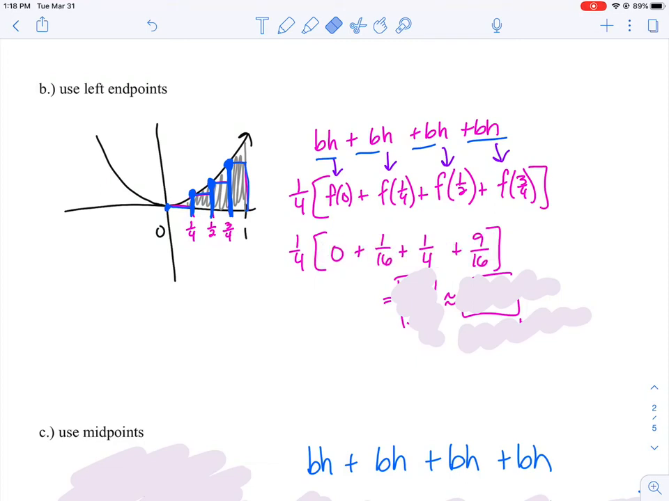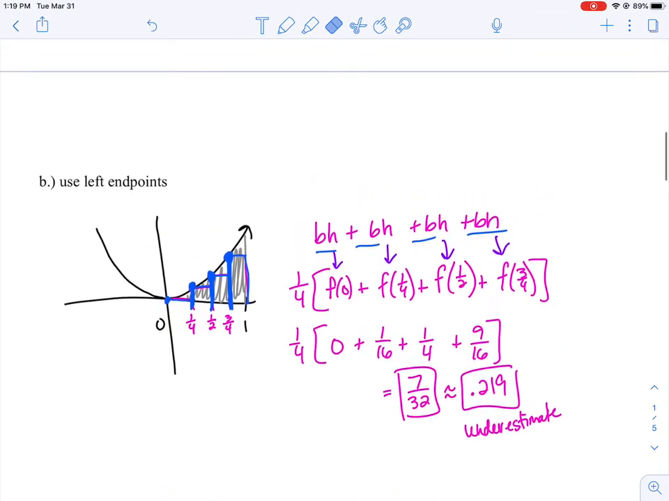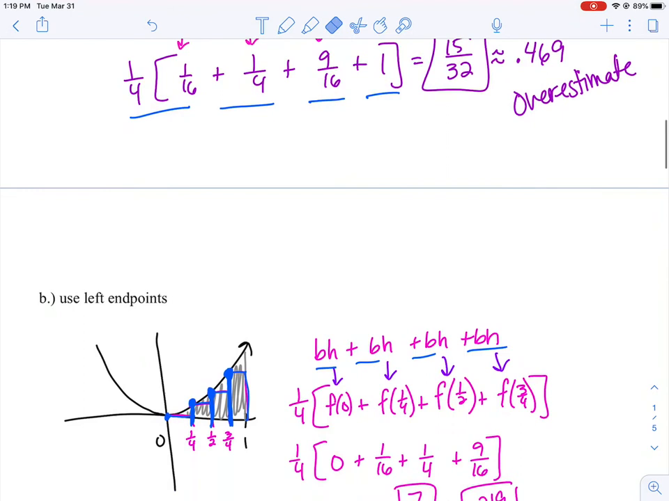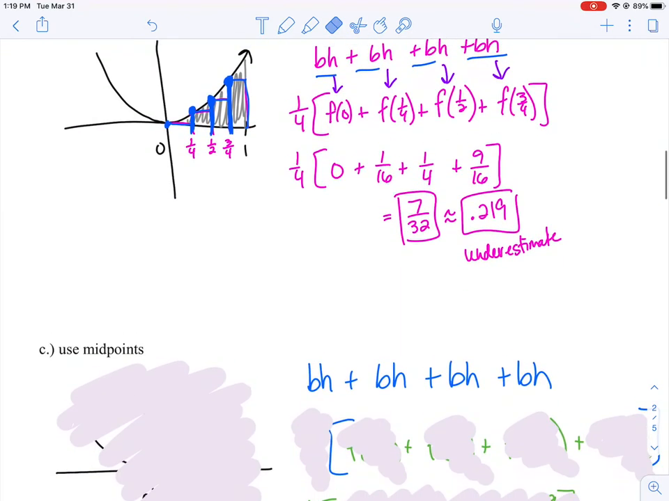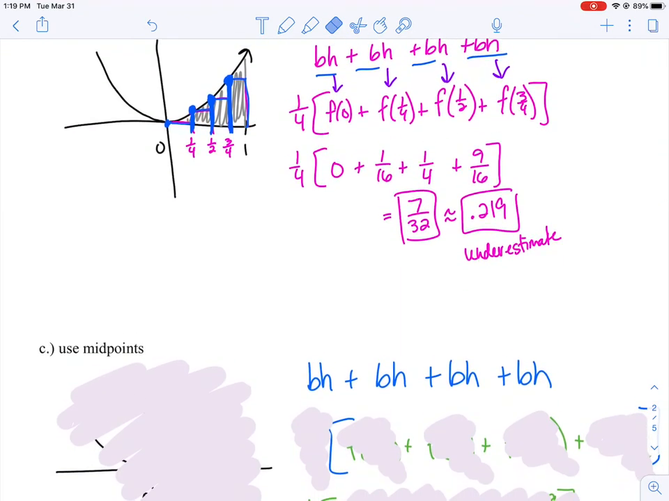Plugging that into my function of x squared, I ended up getting these values. Adding them all together, I find an approximate area underneath that curve of 0.219. But remember, all of my rectangles were below because we were using left endpoints and an increasing function, so my estimate is an underestimate. So the actual area is somewhere between 0.4 and 0.2. We can kind of assume maybe 0.3-ish, right?